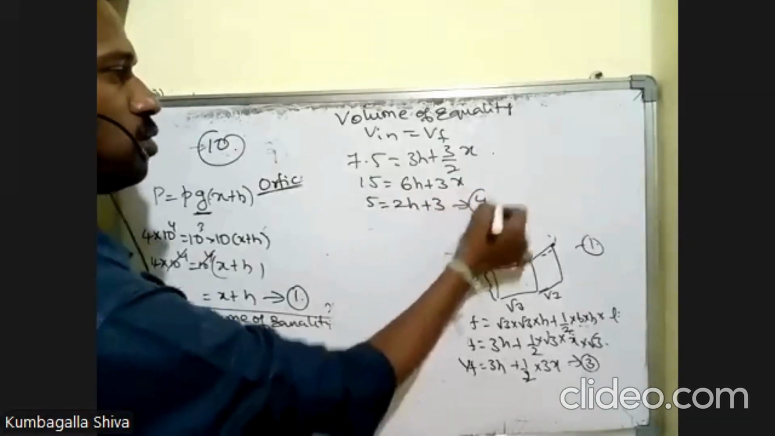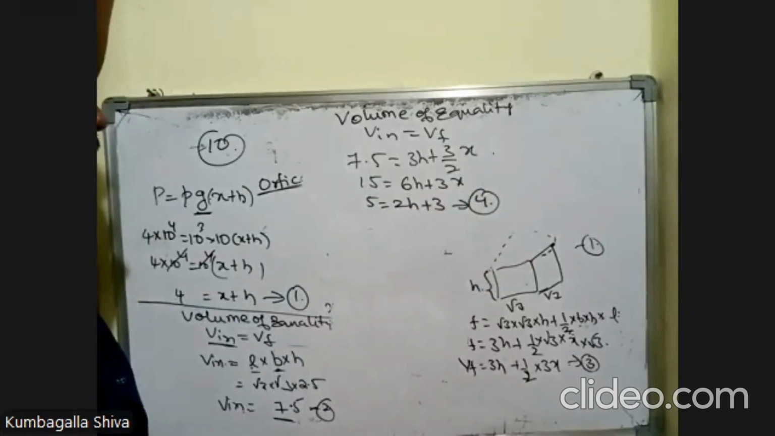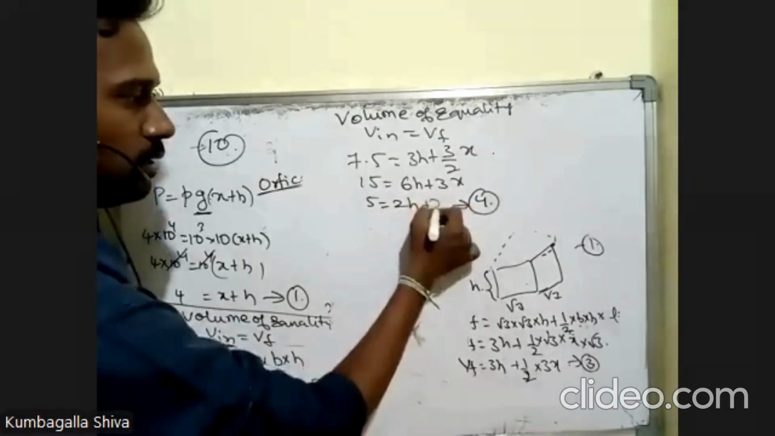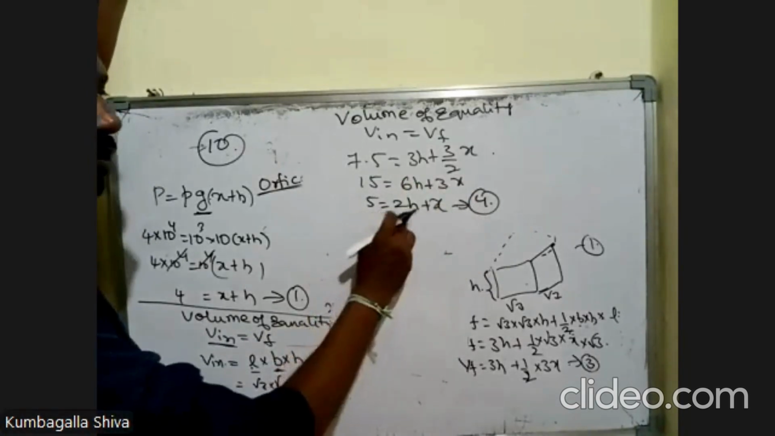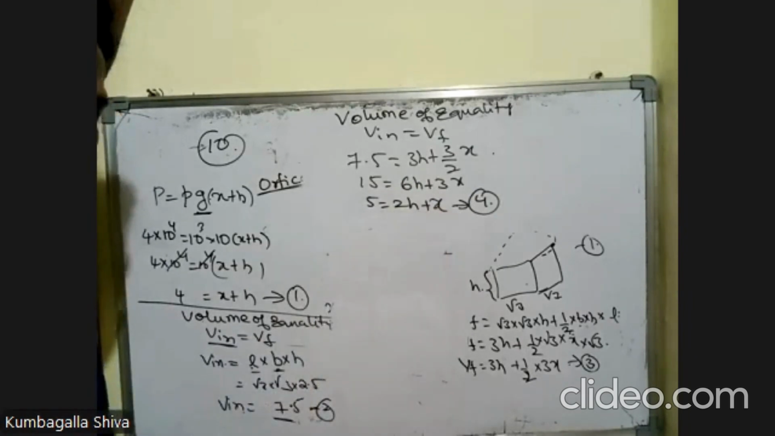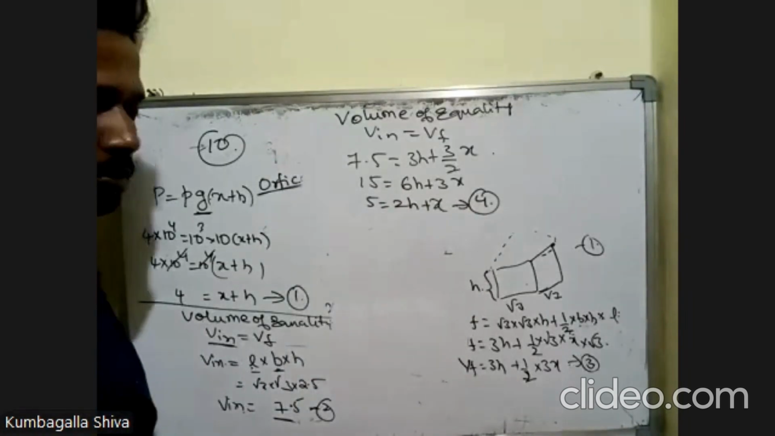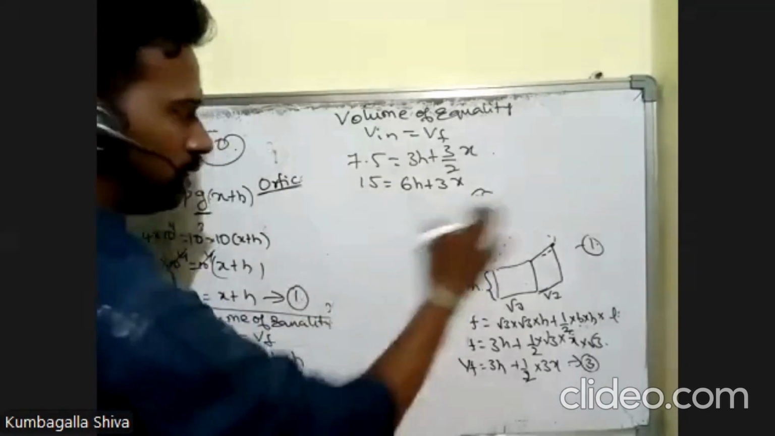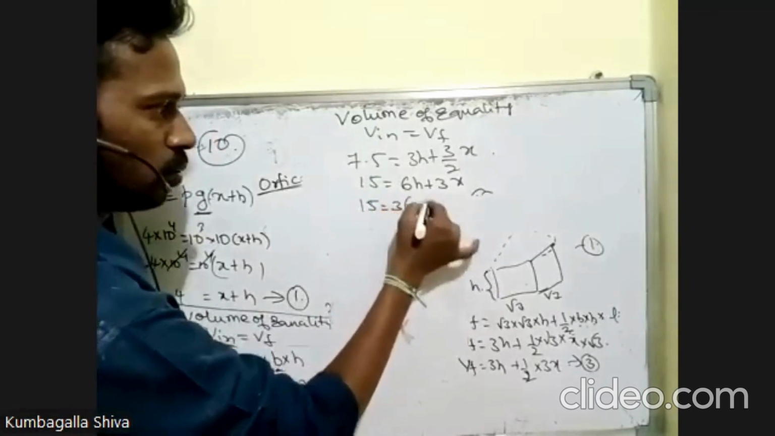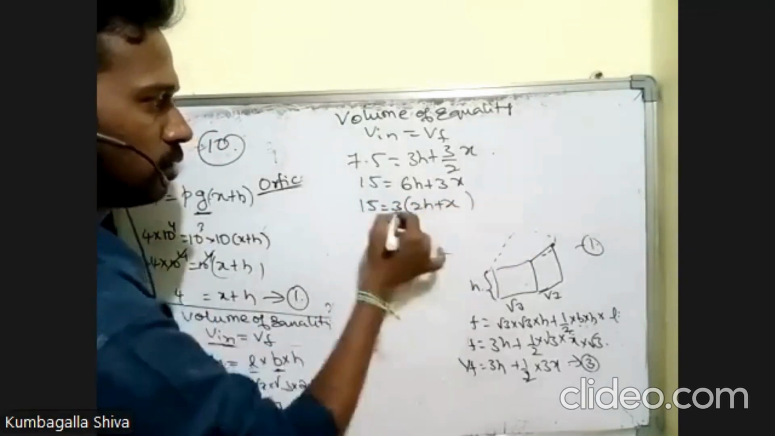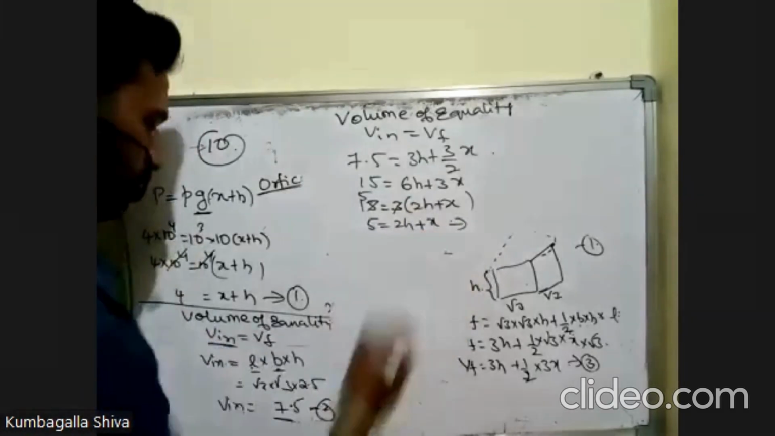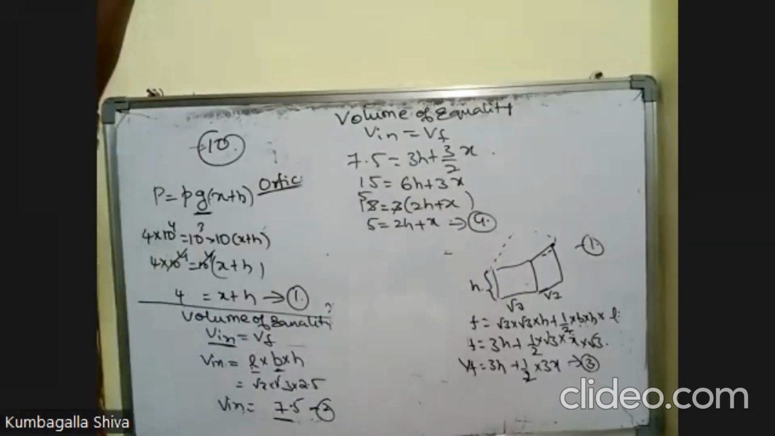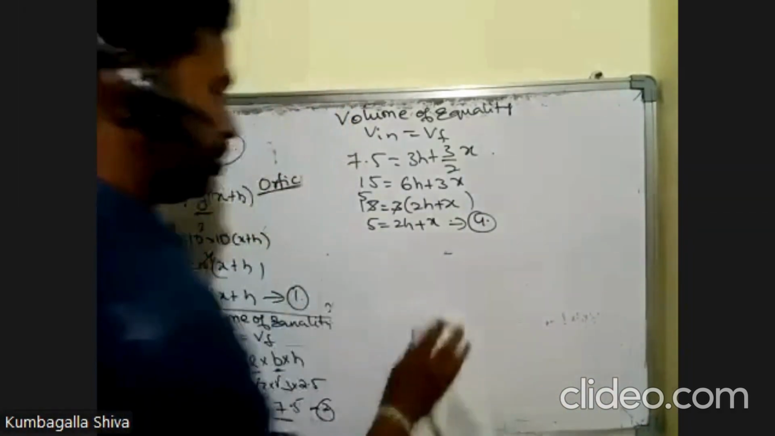So this is the fourth equation. 5 is equal to 2h plus x. I divide the whole by 3. I got the equation 5 is equal to 2h plus x. Clear? Or should I take the common and do all those things? Simple. 15 is equal to 3 taken common, 2h plus x. 3 ones are 3, 3 fives are 15. So you get 5 is equal to 2h plus x. So this is the fourth equation. Clear?